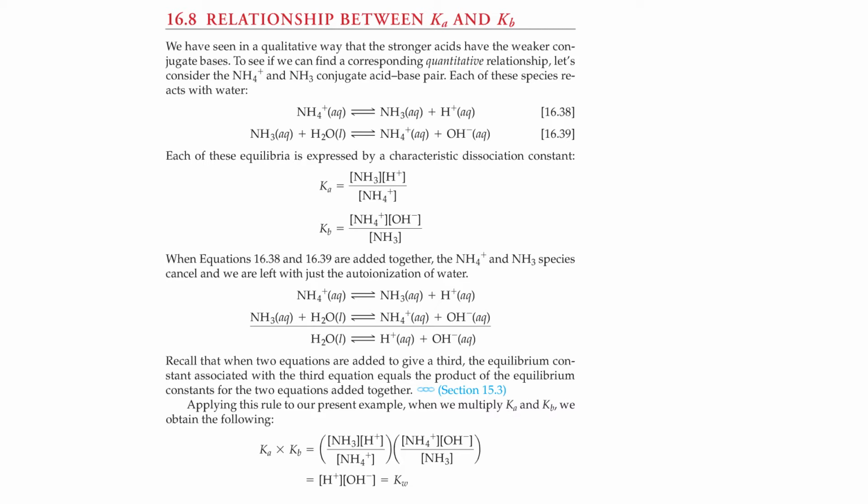When equations 16.38 and 16.39 are added together, the ammonium and the ammonia species cancel, and we're left with just the autoionization of water. Recall that when two equations are added together to give a third, the equilibrium constant associated with the third equals the product of the equilibrium constants of the two added together. Applying this rule to our present example, when we multiply K sub A and K sub B, we obtain the following: K sub W.